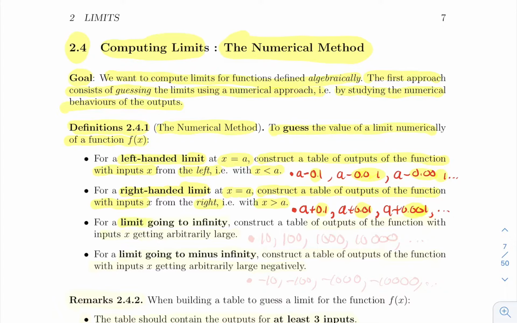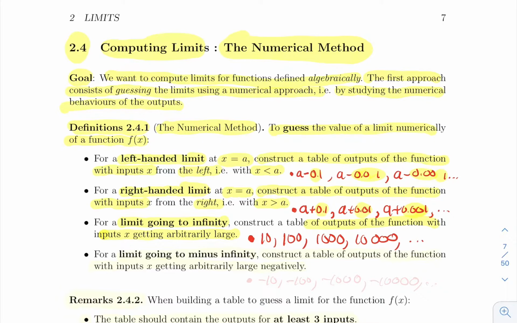For limits going to infinity, you just construct a table of outputs with inputs getting larger and larger. Typically what I'll be using for inputs, assuming that they are in the domain, of course, is 10, 100, 1,000. I mean, if you're really in the mood, you can use more, but typically I will be using just 3. So these values are, of course, getting bigger and bigger.